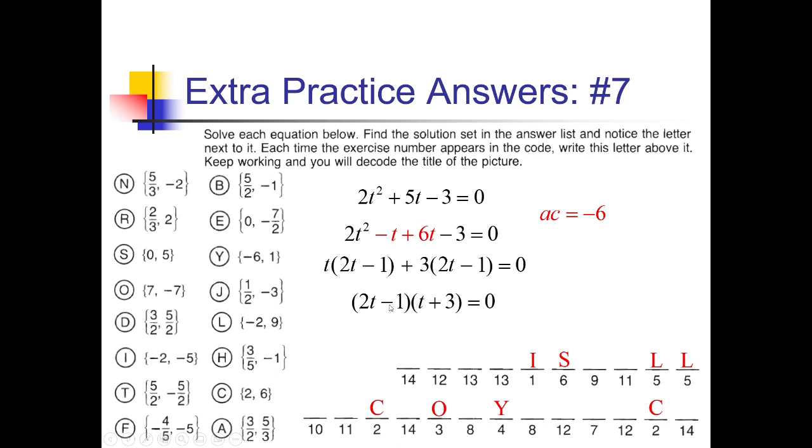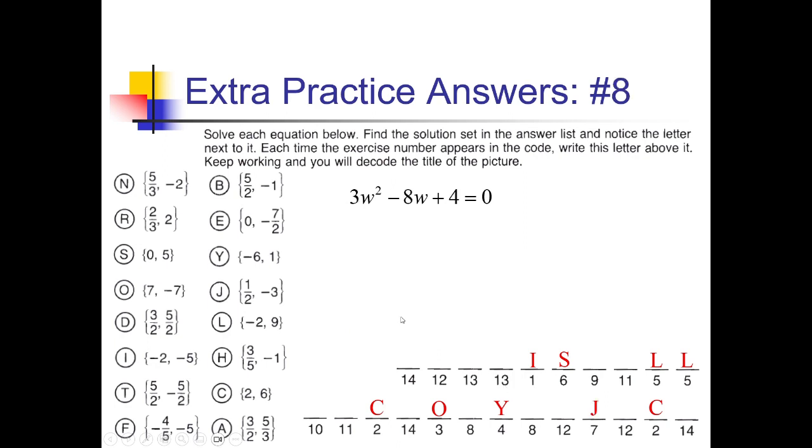And then setting each of these equal to 0 and solving, for this first one I would have to add 1 and divide by 2, so that would be 1/2. Next one we subtract 3, so that would be negative 3 for that. So we got 1/2 and negative 3, that's choice J right here. So that's going to go under spot 7, right there.